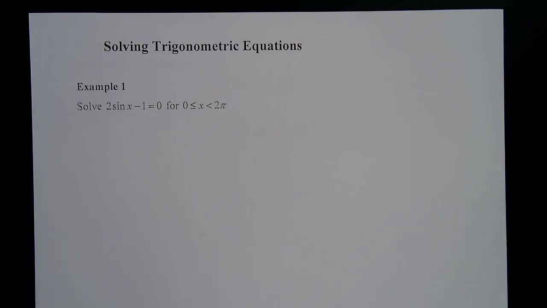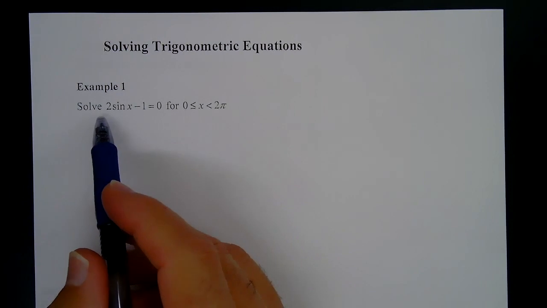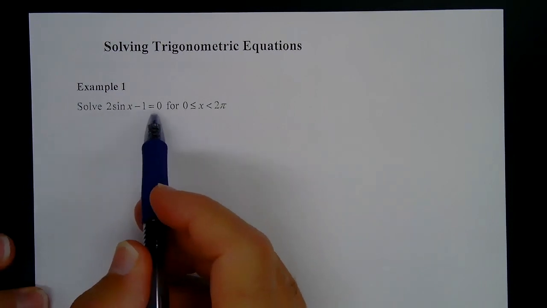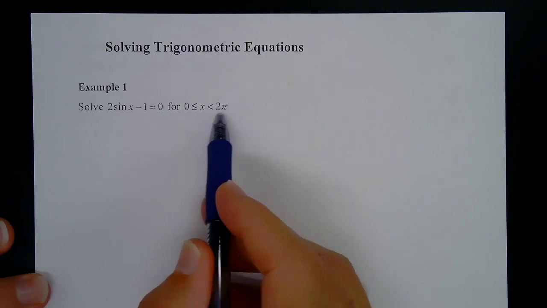So what I want to do with you guys today is to review how to solve trig equations. This first example is: solve 2 sine x minus 1 equals 0 for 0 less than or equal to x less than 2 pi. So this is one rotation, right?